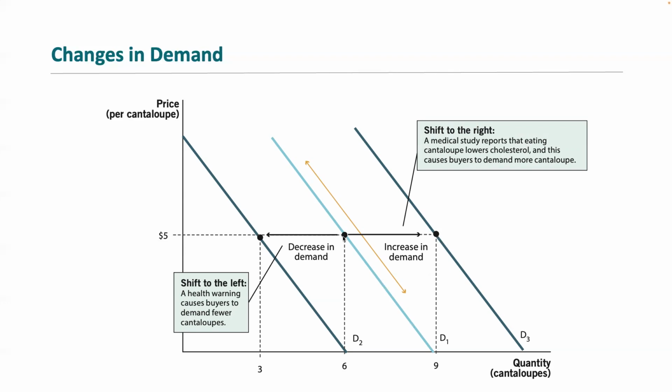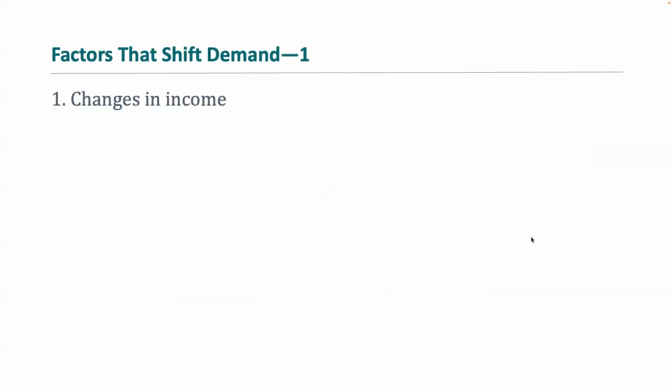So when we have an entire shift to the left of the demand curve, that means that there's been a decrease in demand. And when we have an entire shift where that whole curve jumps to the right, that means that we've had an increase in demand and more people are going to want to buy cantaloupes at any price. So some factors that are going to shift demand that are not price related at all. These could be things like changes in income.